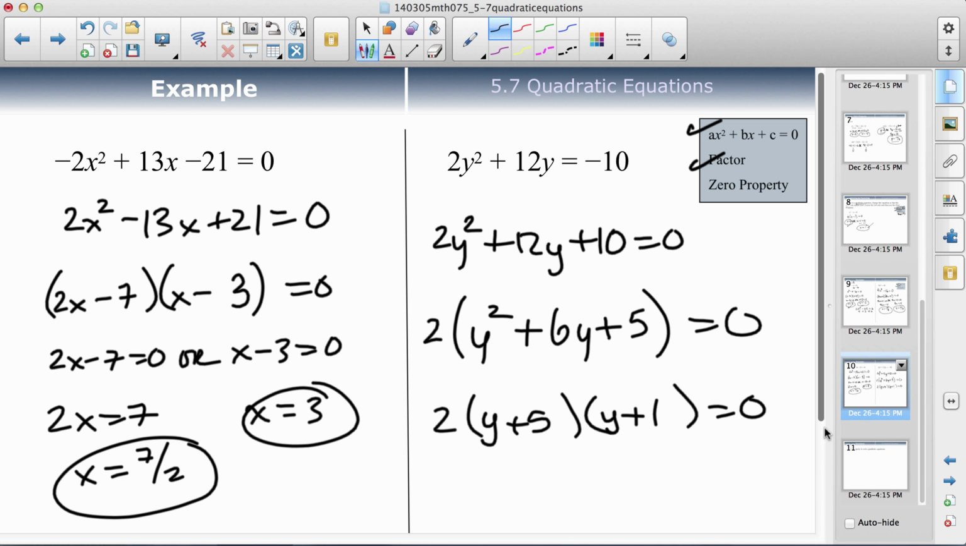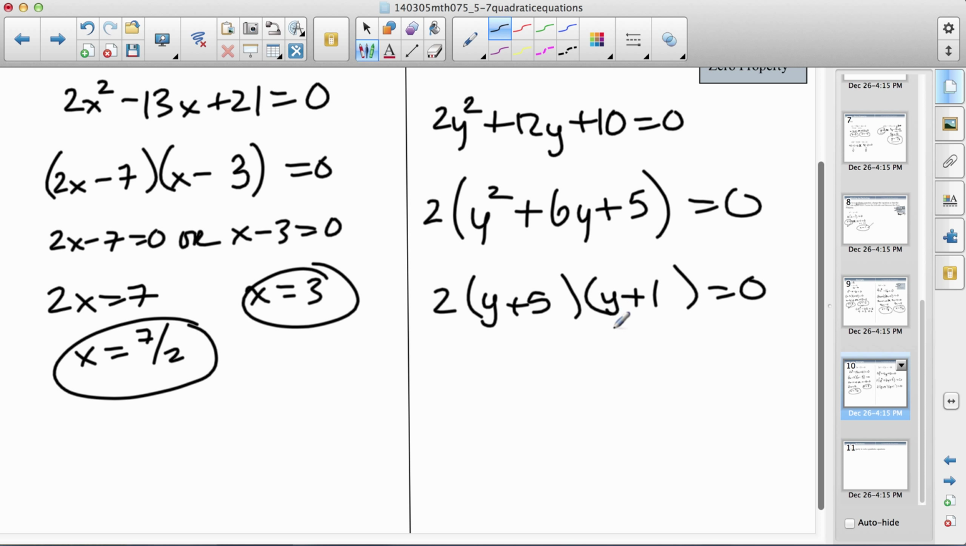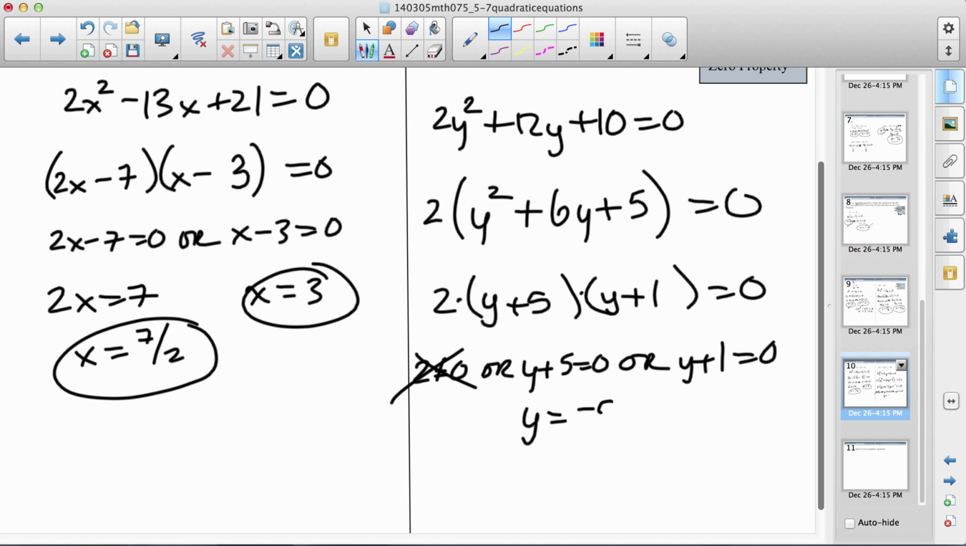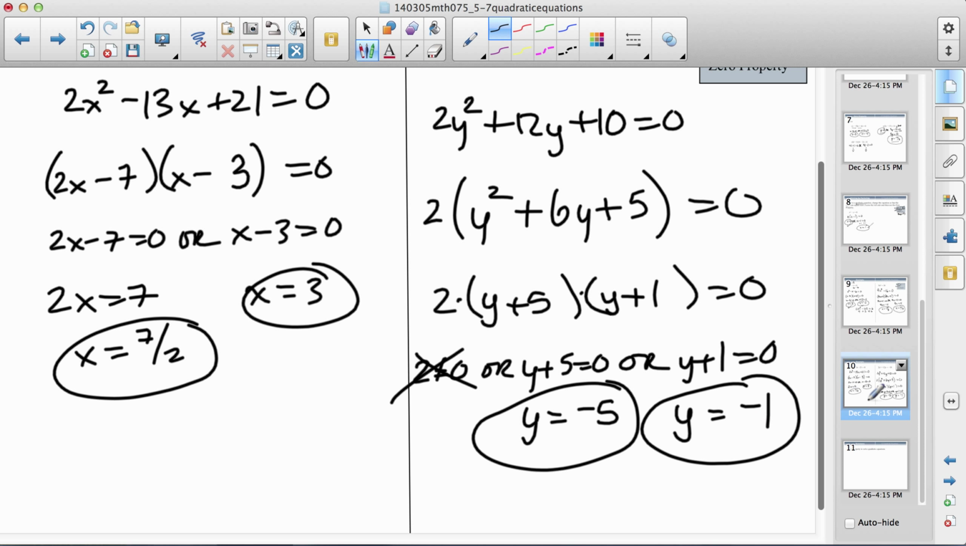Now I'm going to use the 0 property, which says if I have something times something times something and it equals 0, in this case I have 3 factors equal 0. So either 2 is equal to 0, or y plus 5 is equal to 0, or y plus 1 is equal to 0. Well, I know that 2 is not equal to 0, so that's a nonsense one, so that doesn't work. But in this case here, I can subtract 5 on both sides. I can subtract 1 on both sides. So I get two answers. One is a negative 5, and the other one's a negative 1.